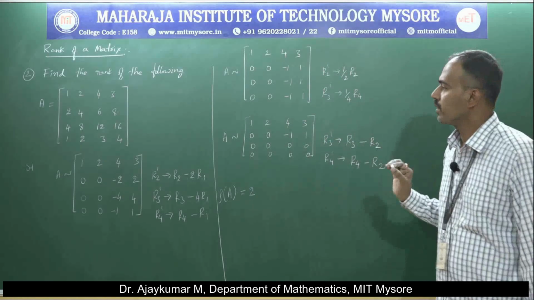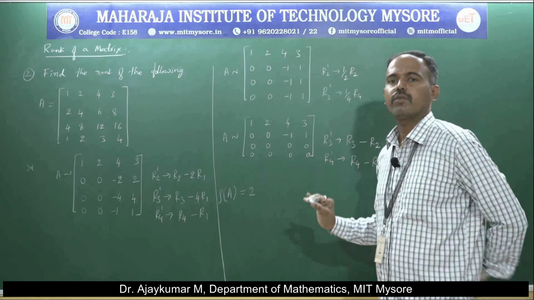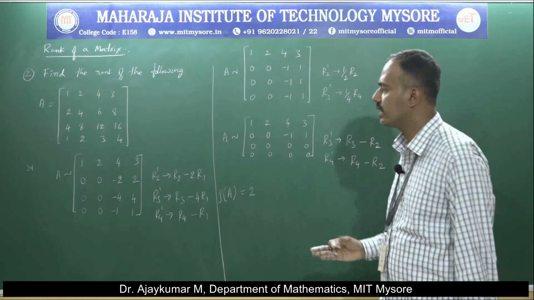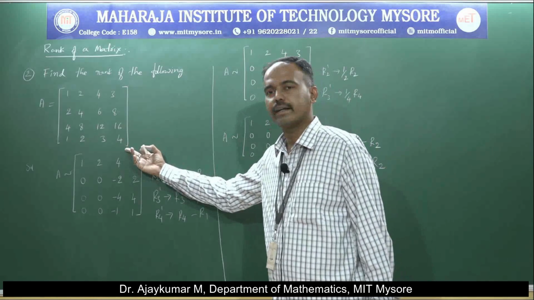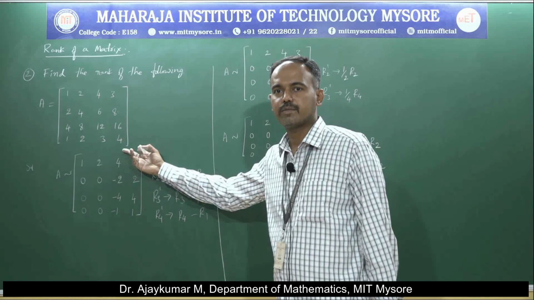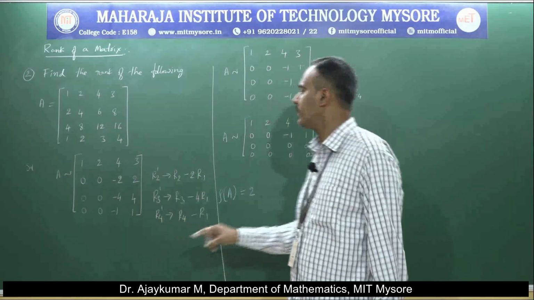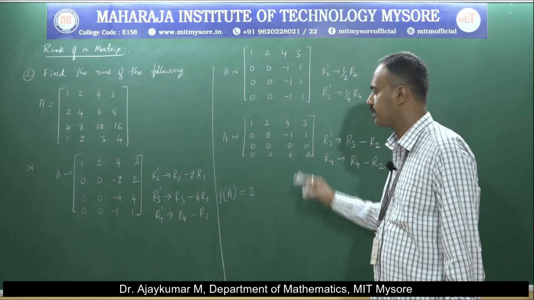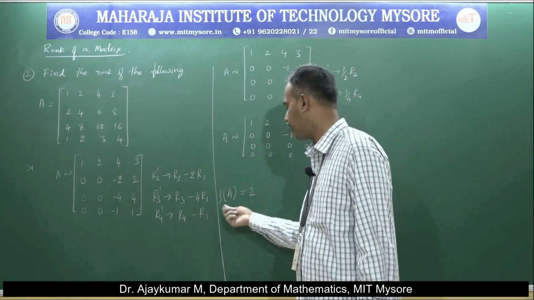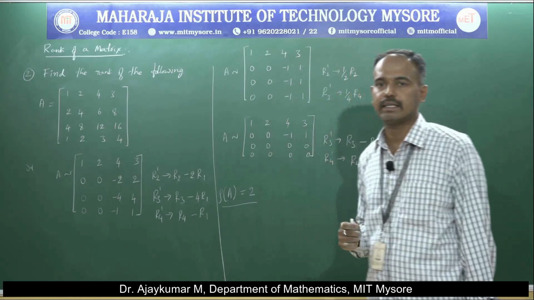Okay, is it clear to all of you? Now the important observation: to find the rank of the matrix, initially the given matrix is not in the echelon form. Try to represent it in echelon form. Later, simplify by applying the row transformations. Finally, we can find the rank of the matrix A here.